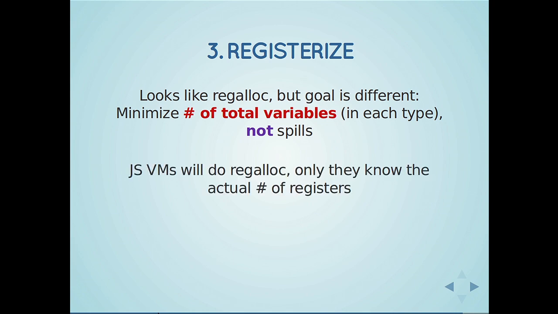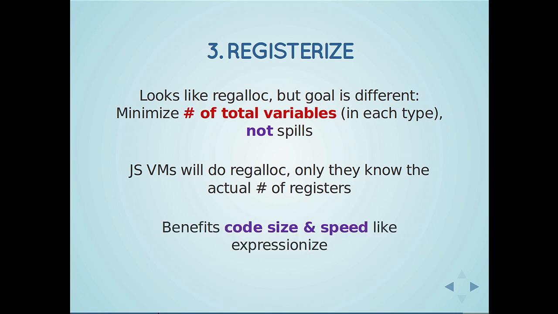And why are we facing a slightly different problem? The JavaScript VM will actually do register allocation. It knows what machine it's running on. It knows how many registers there are. When we emit JavaScript, we're emitting something higher level and portable that's not specific. So of course, just like before, eliminating variables is good for speed and size.